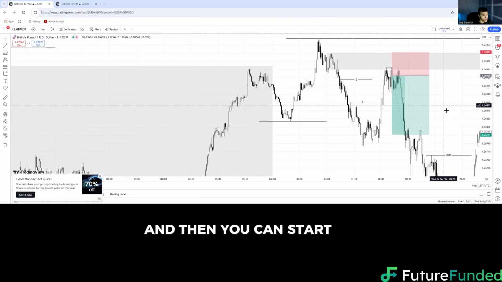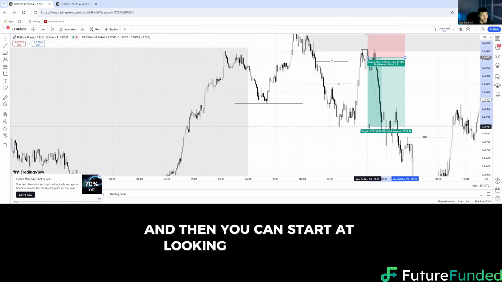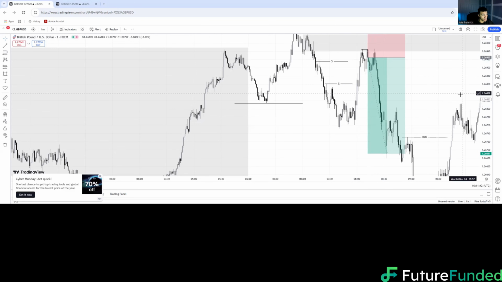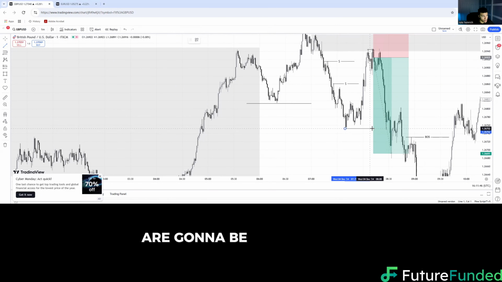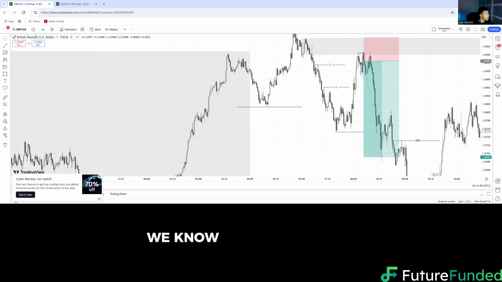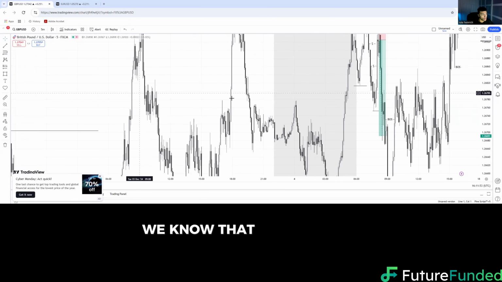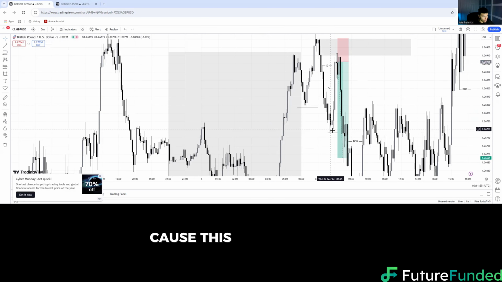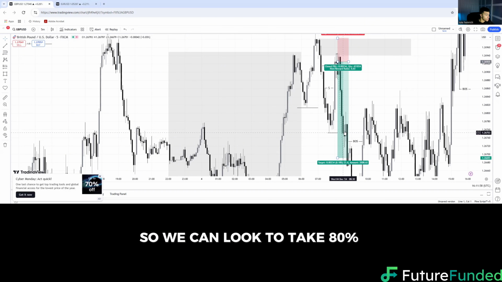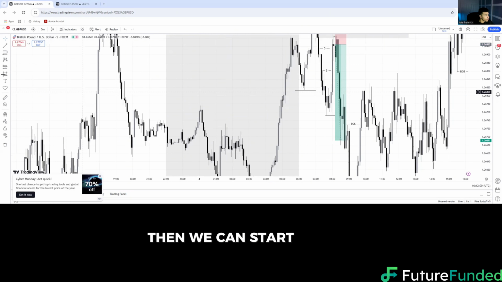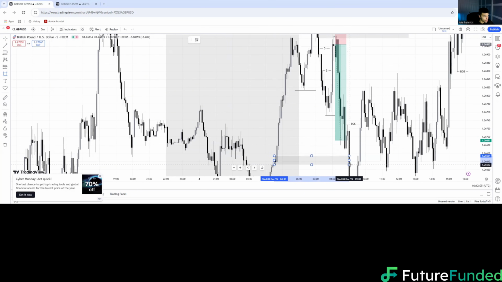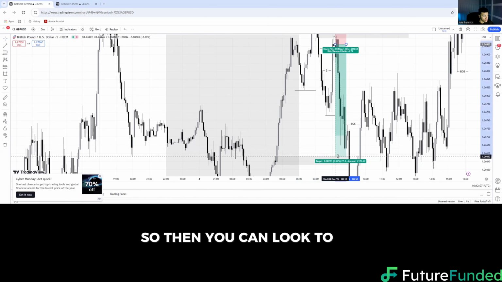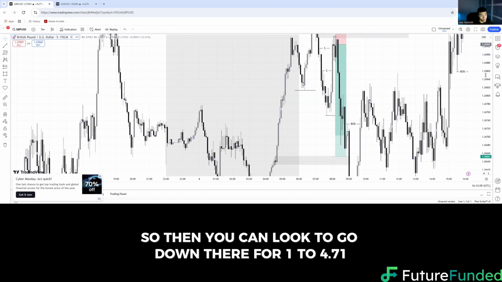And then you can start looking at aiming to the downside. Okay, so first targets, typically speaking, are going to be this break of structural low here. We know if we go back to the 5-minute time frame, the break of structural low is down here because this is where price reversed. So we can look to take 80% of our trade off here. Then we can start asking ourselves, well, where's the next point of interest after that point? Well, the next one's down here. So then you can look to go down there for a 1 to 4.71.